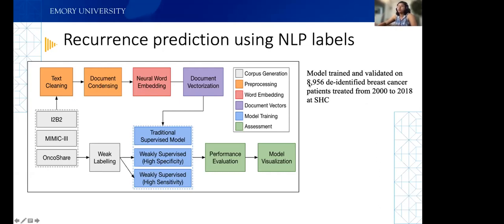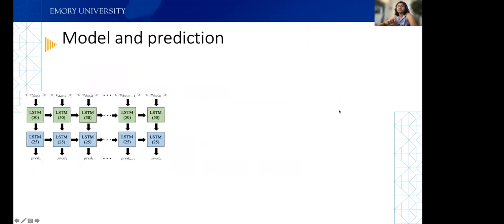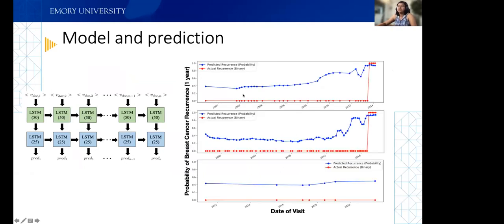And we trained the model on 8,956 de-identified breast cancer patients' data from Stanford. This is a very simple longitudinal model where we have 2 layers of stacked LSTM, where given each of these encounter representations, we predict if the patient will have recurrence or not. This is a result that I want to show: the red line signifies the recurrence status of the patient, and the blue line signifies the predicted probability by our model. You can clearly see that the blue line closely follows the red line. That means the model has a good trend of prediction for the recurrence.